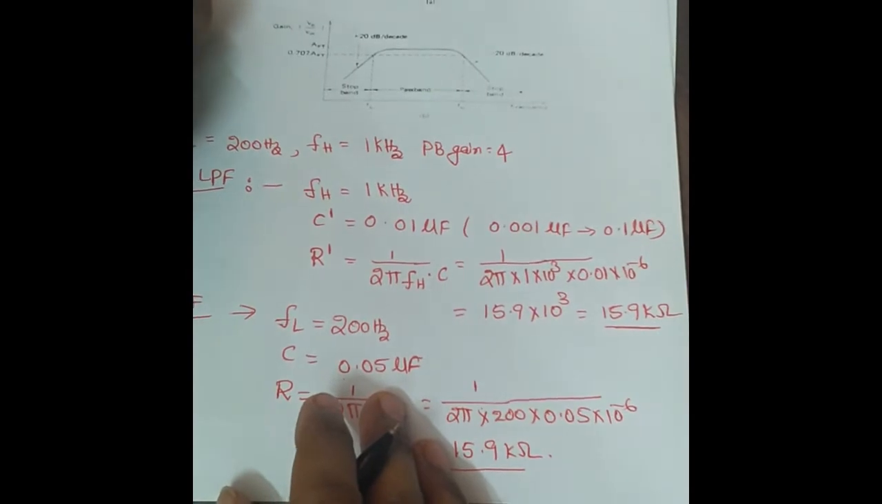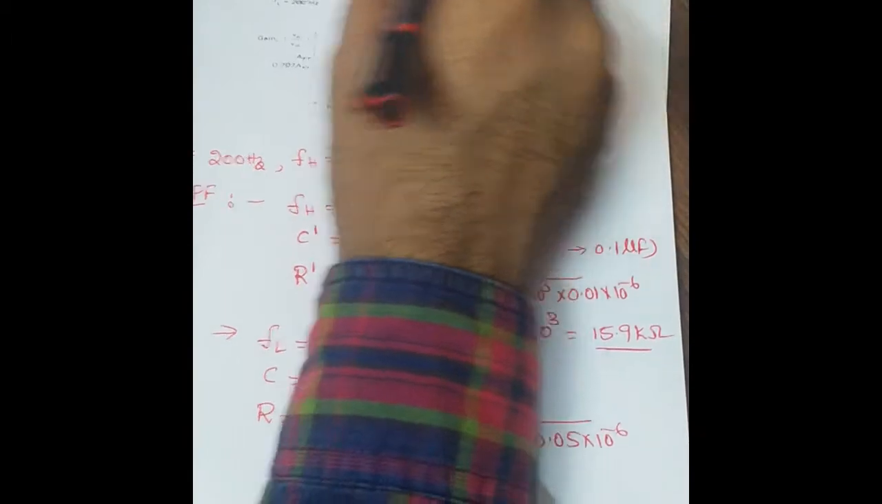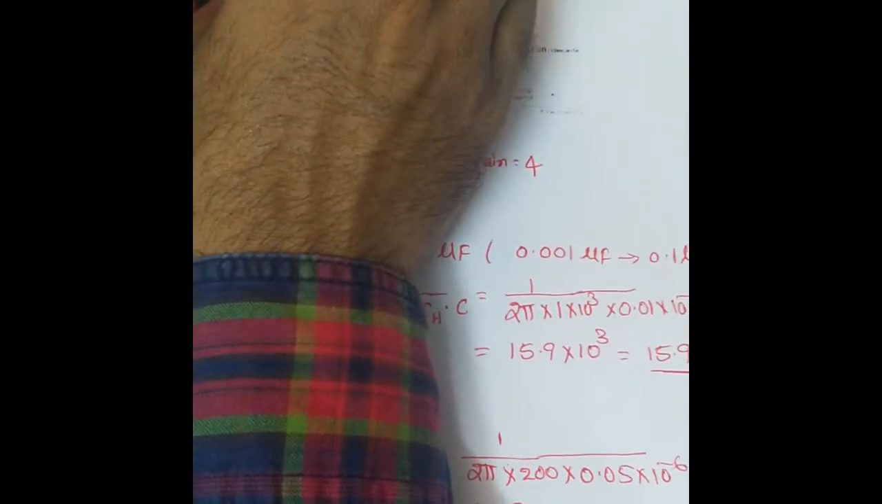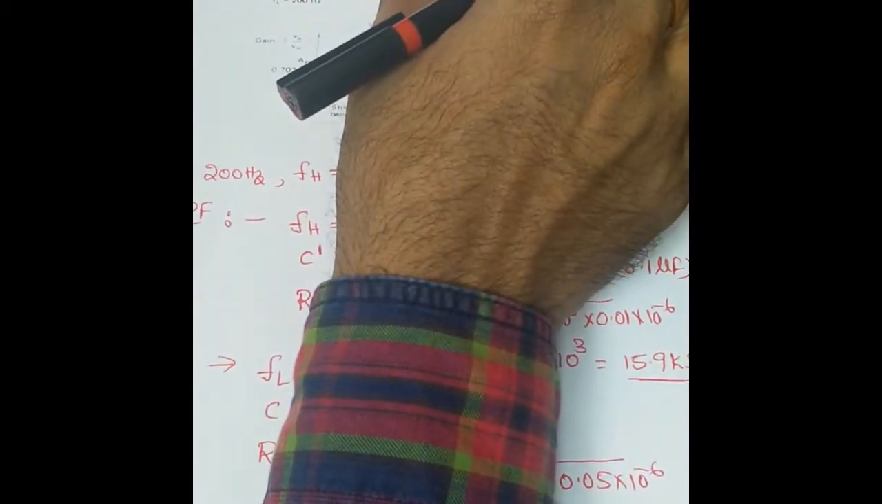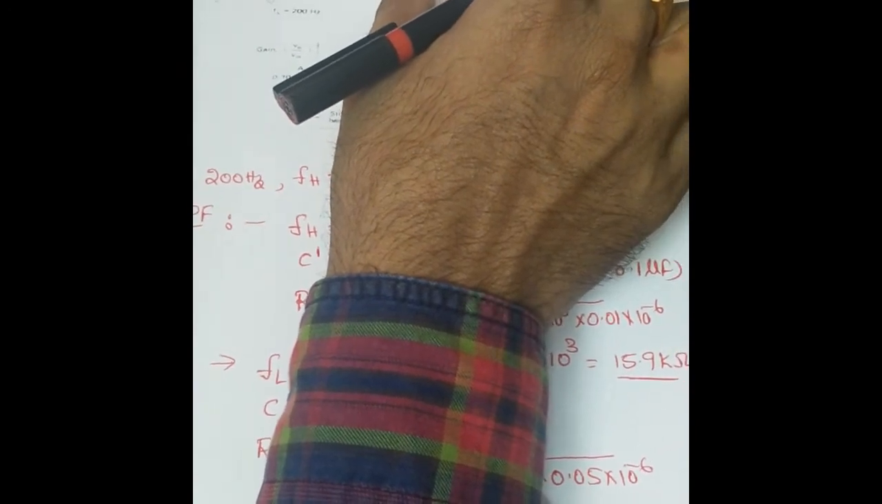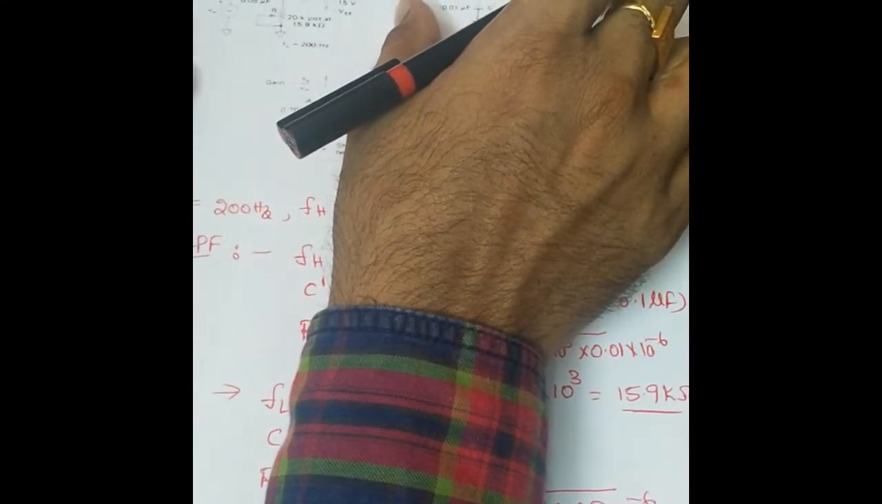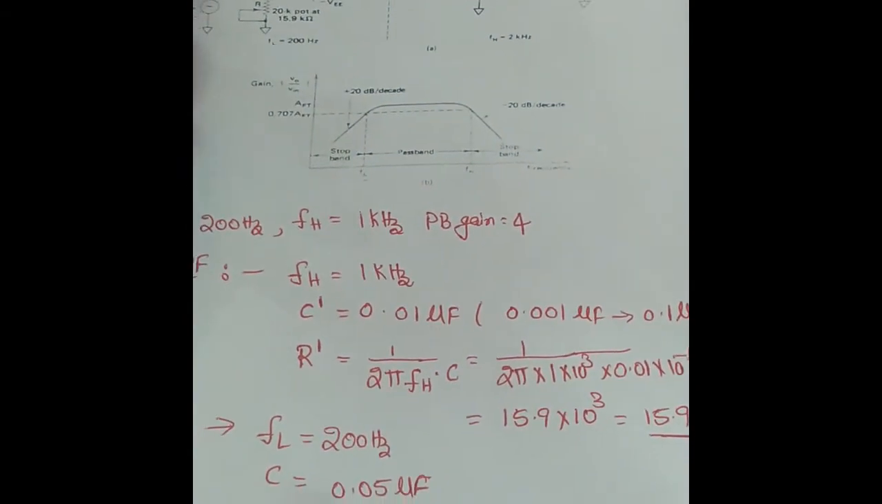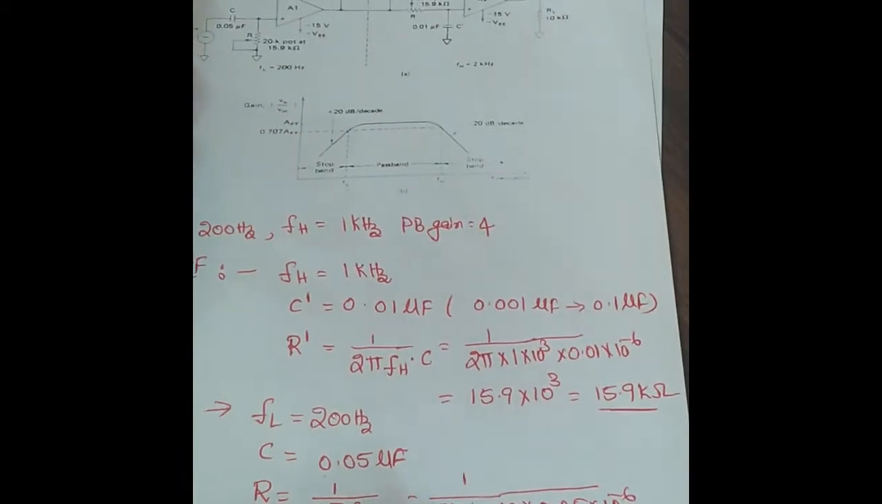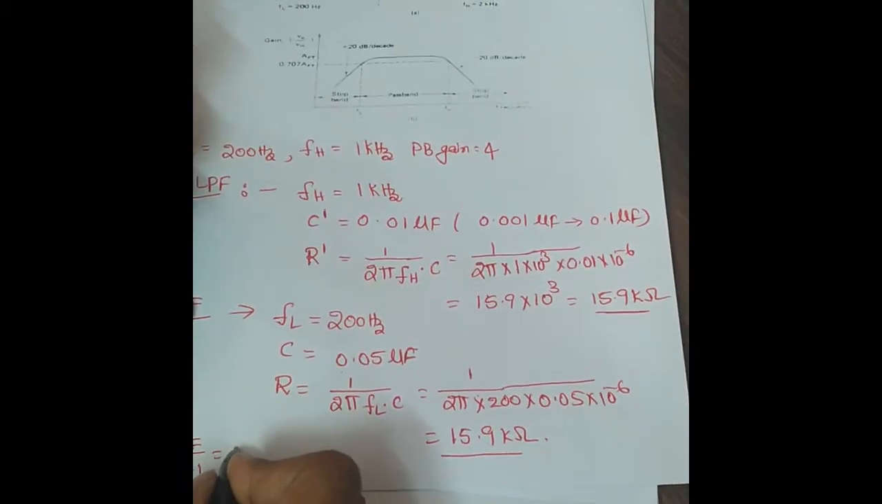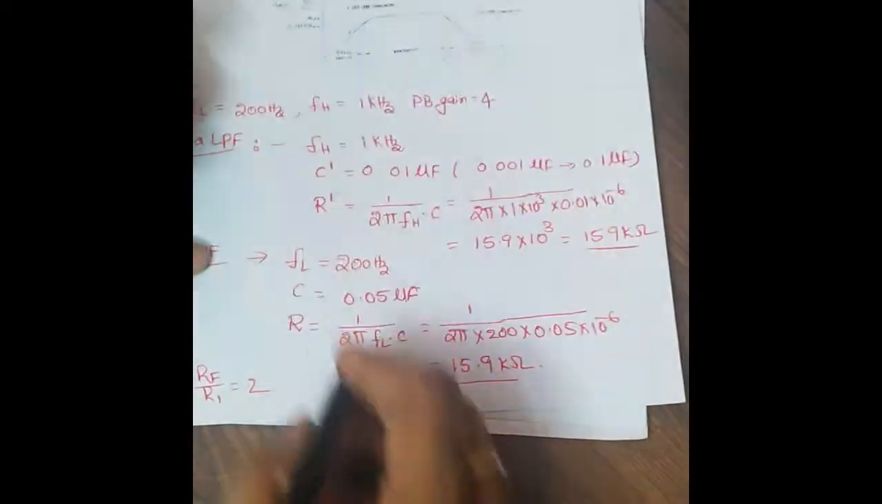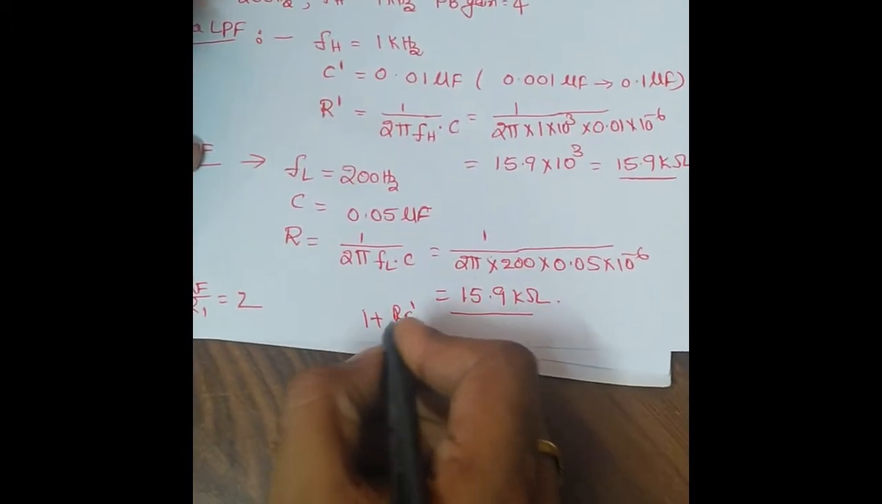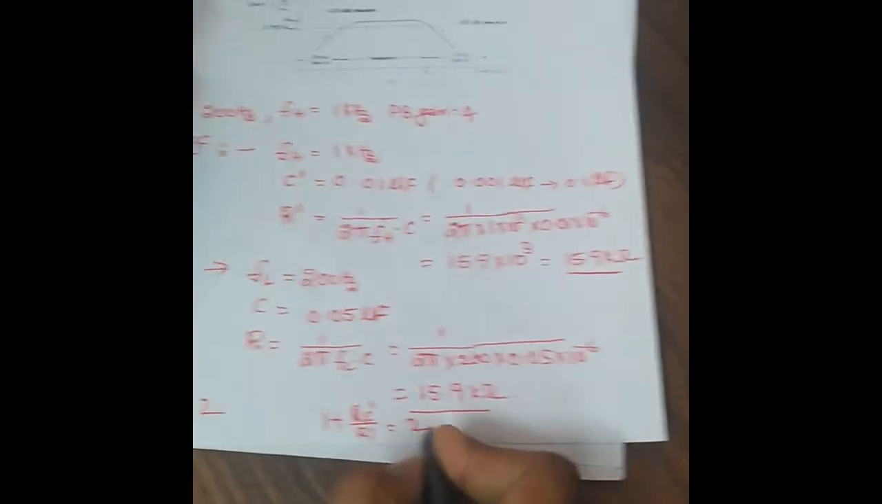Since the pass band gain is 4, at each section we require a gain of 2. For this section we require a passband gain of 2, and for this section we require a passband gain of 2, so that we will get the total gain of 4. In order to achieve that, we know that for a non-inverting amplifier 1 plus Rf by R1 equal to 2 for this section, and similarly for this section also it will become 1 plus Rf dash by R1 dash equal to 2.